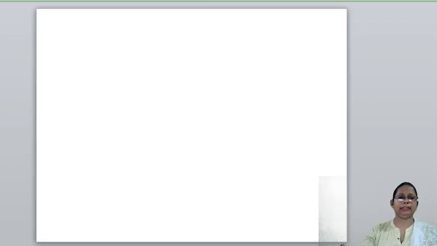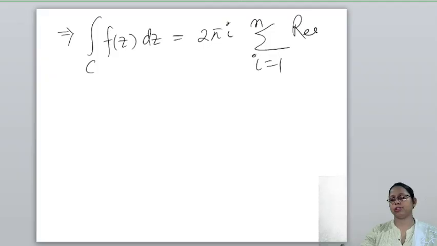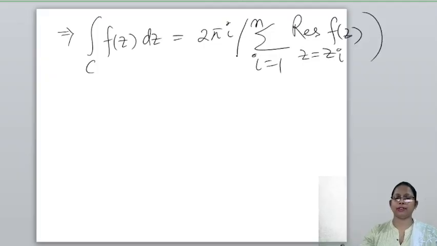This implies the integral over C of f(z) dz is equal to 2 pi i times the sum over i from 1 to n of the residue of f(z) at z equal to zi. Hence the theorem. With that, I would like to conclude.